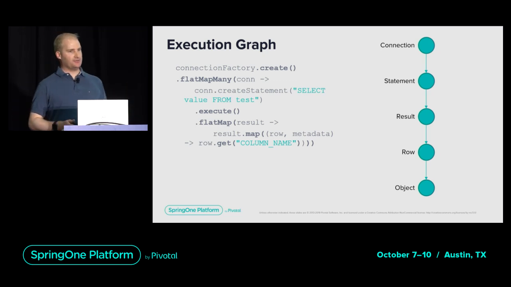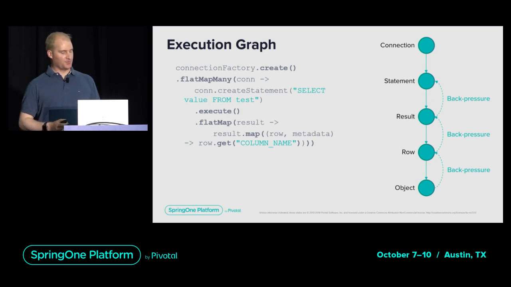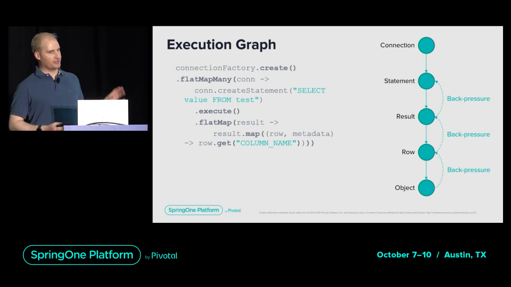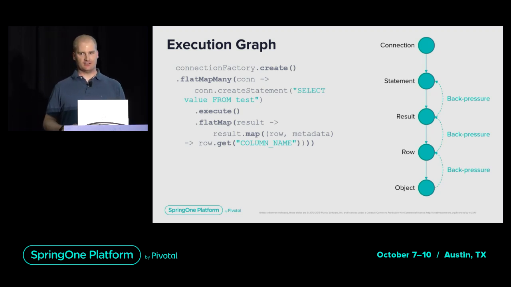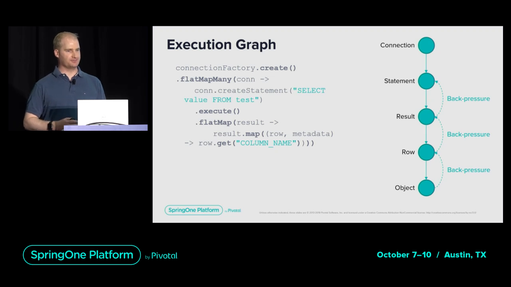And since it's reactive, there's also back pressure possible in all of those stages, to limit the rate at which the individual objects are processed. And so one important thing to notice here is that this piece of code actually just generates the execution graph. It does not actually execute it, because in reactive systems, nothing happens until you subscribe to such a publisher. Right, important to notice.